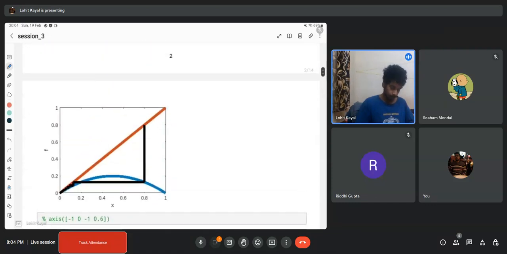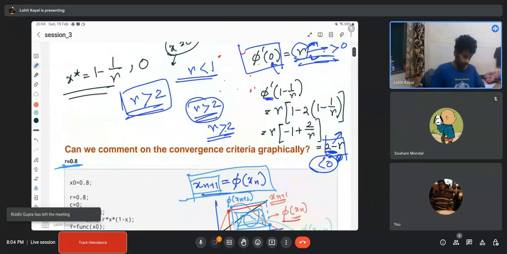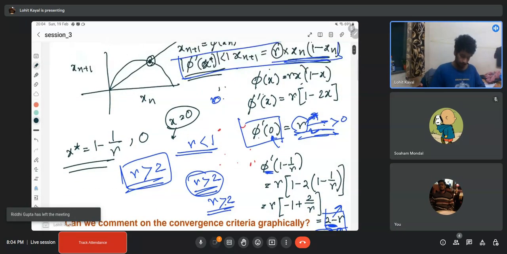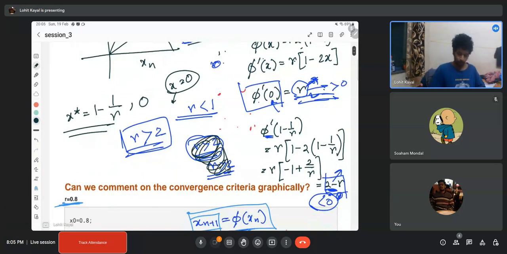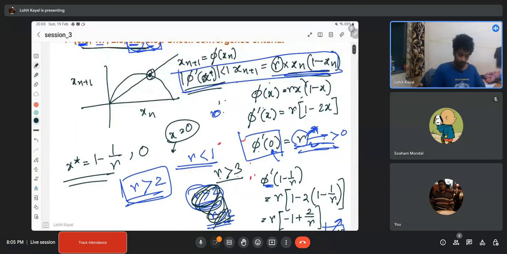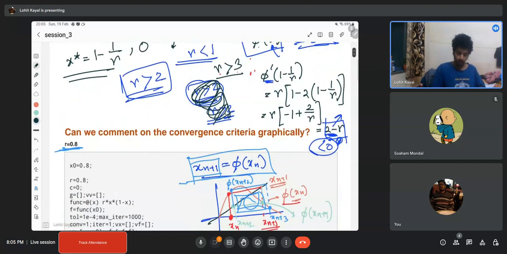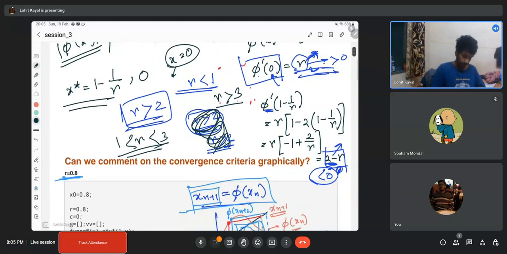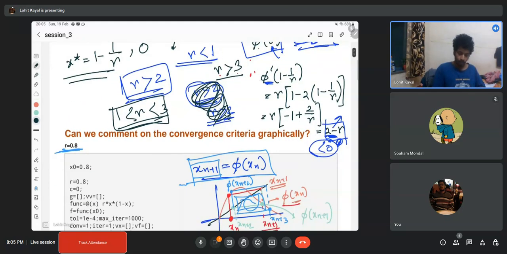Oh, yeah, I made a mistake. Here, this limit is not r greater than 2. It will be r greater than 3, because the criterion says the absolute value of phi prime of x star should be less than 1, the absolute value, not the normal value. So when r lies between 1 and 3, the solution will converge to this point, 1 minus 1 over r.